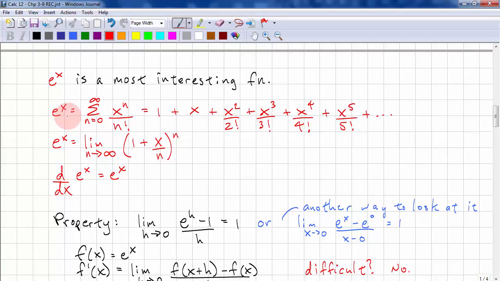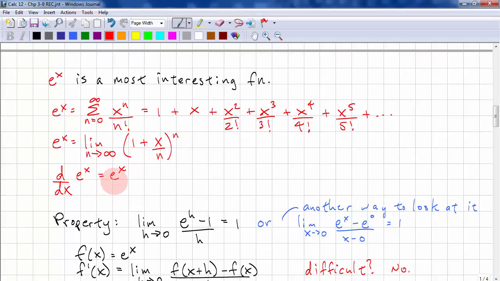Now, if we wanted to just calculate e, we would have e to the power of 1. This would be 1 plus 1 plus 1 over 2 factorial, 1 over 3 factorial, 1 over 4 factorial, 1 over 5 factorial. And you can see that this will converge very quickly to e, because these factorials grow very quickly. Another way that e to the x can be represented is by taking the limit as n goes to infinity of this binomial to the power of n.